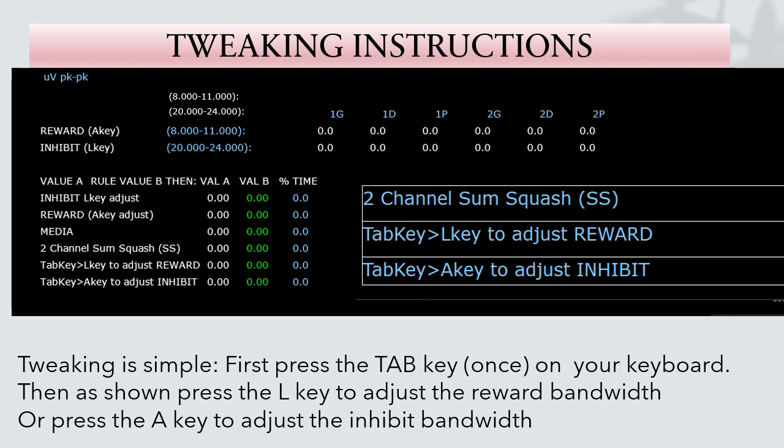How do you tweak? When you click on the L key on your keyboard, either capital L or lowercase l, depending on direction that you want to go, you adjust the reward range. When you click on the A key, remember capital or lowercase, you adjust the inhibit range. It's just that easy. And that's how Joule does everything. Tab key, turn the bandwidth range white, and then you click the L key or the A key or the U key or whatever it instructs you to do on the screen.